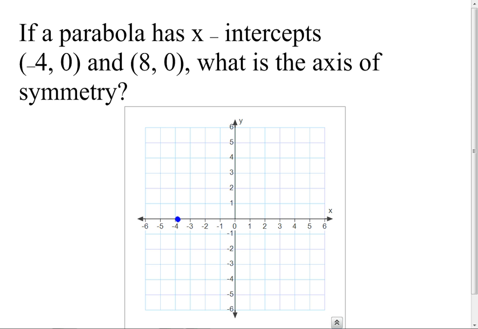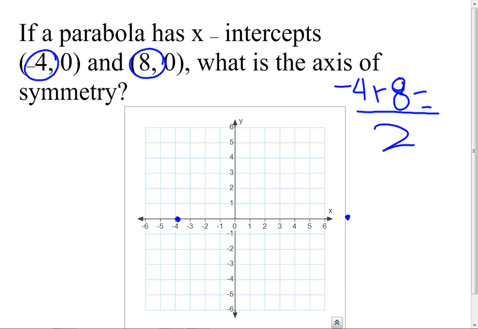Okay, -4 and 8. Okay, David, where's the axis of symmetry? Right in the middle. Where's the middle? Do you know how to do that? No, you have to find where the middle is. What do you do with these two numbers? You add them and divide by 2. -4 plus 8, divided by 2.